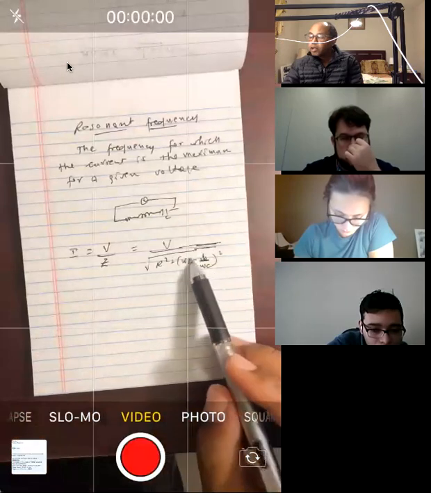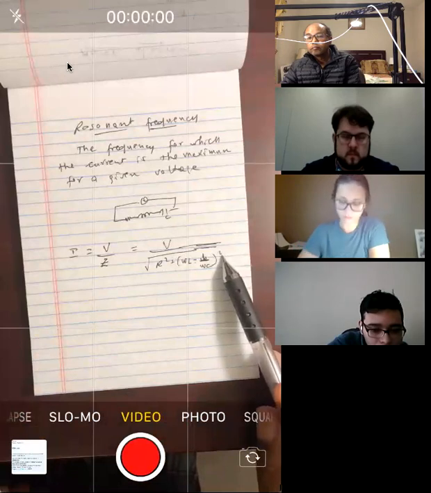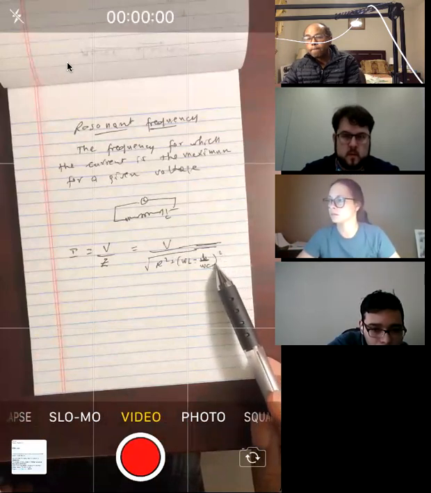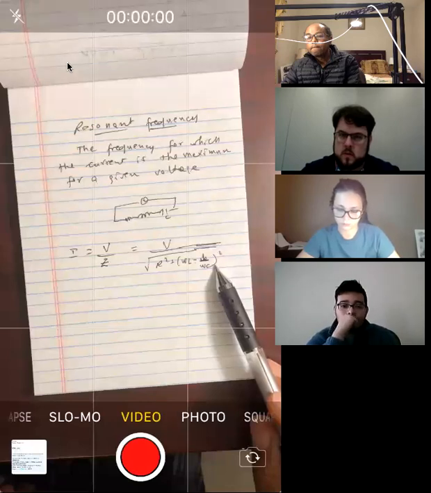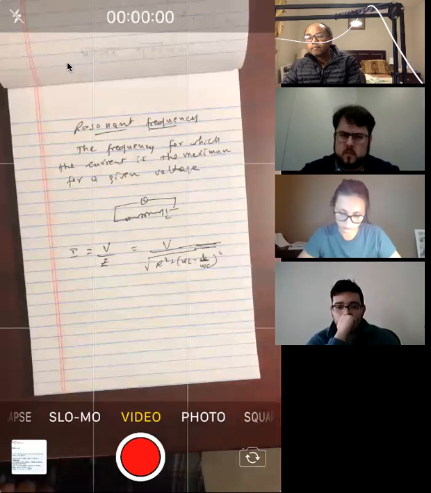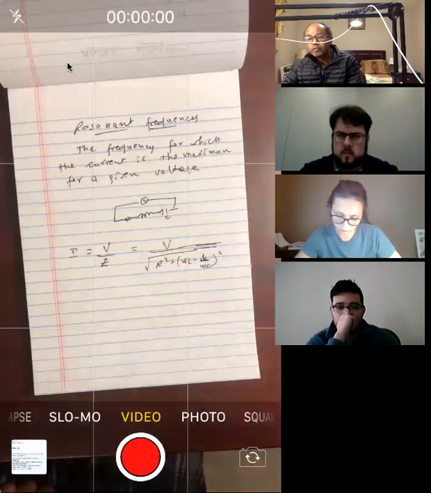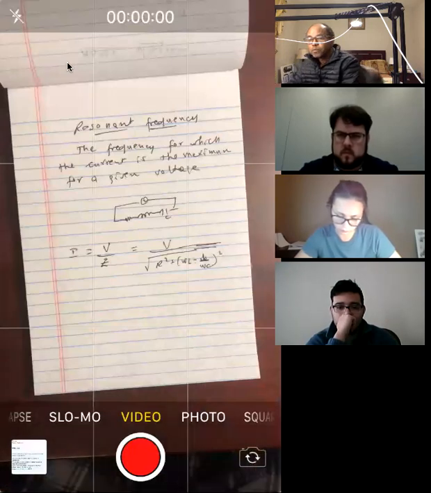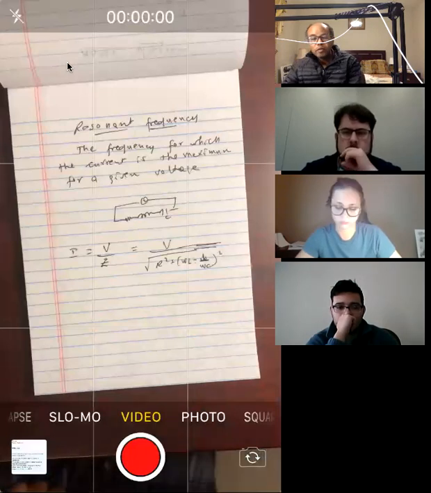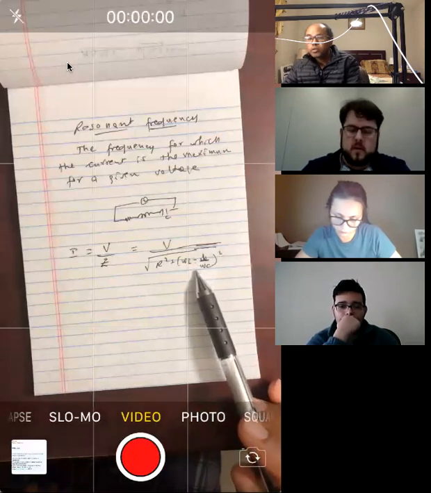So what do you think this value over here should be if the current's the maximum? This is a square. What's the minimum value a square can have? 1 squared, negative 1 squared, 0 squared, 4 squared. What's the minimum value? 0, right? The minimum value you get from a square is 0. So if this is to be minimum, this one has to be 0.